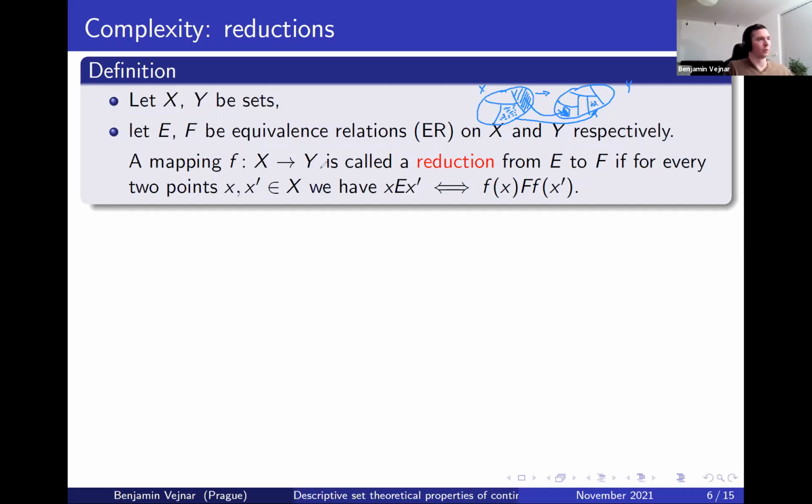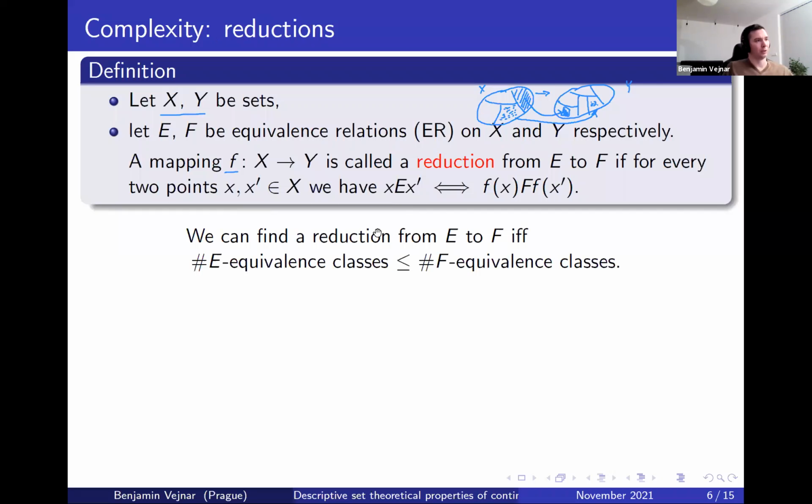Okay, so since we require here that X, Y are just sets, and we don't have any requirement on this mapping f, it holds that we can find a reduction from E to F if and only if the number of E equivalence classes is at most equal to the number of F equivalence classes. So this seems like, okay, this is just set theory. This is not important, not interesting, but now we can consider some structure on these sets X and Y.